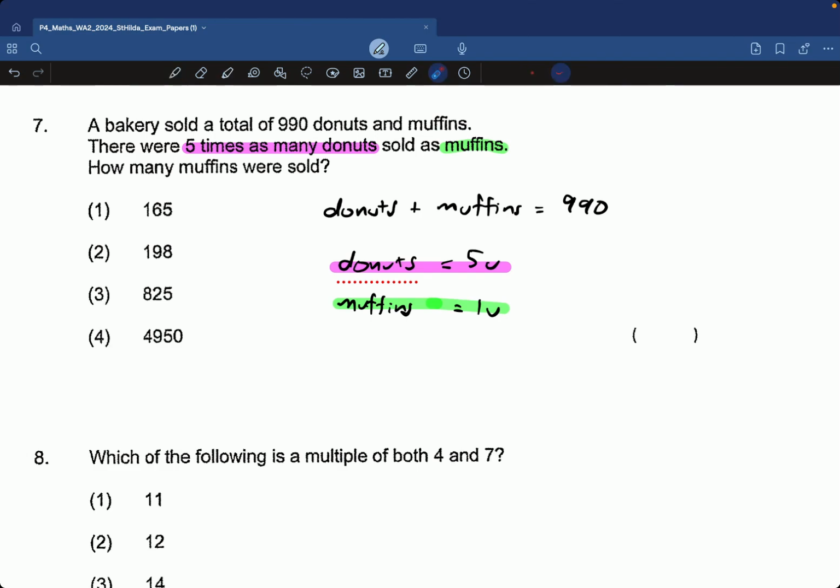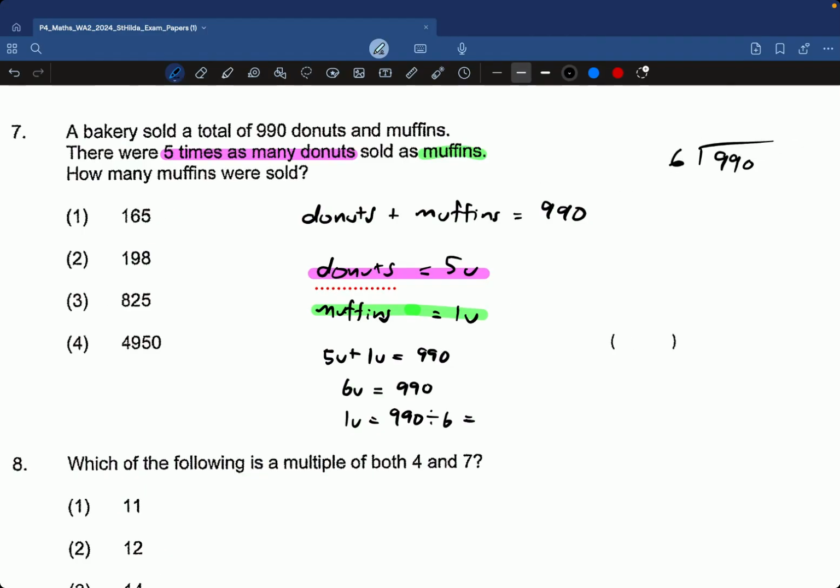So now if you were to swap everything, we will just have donuts, which is 5 units, plus muffin is 1 unit is equal to 990. So 5 plus 1 equal to 6 units equal to 990. 1 unit is equal to, so we divide 6 on each side, which is 990 divided by 6. All right, so we will do the workings here. 990 divided by 6.